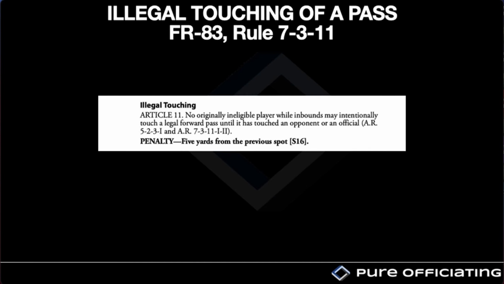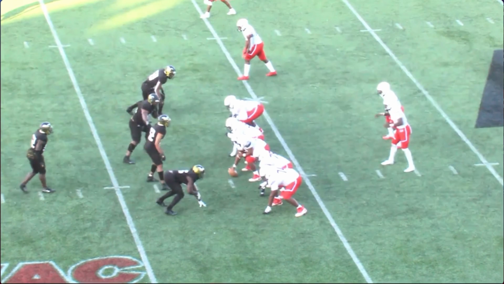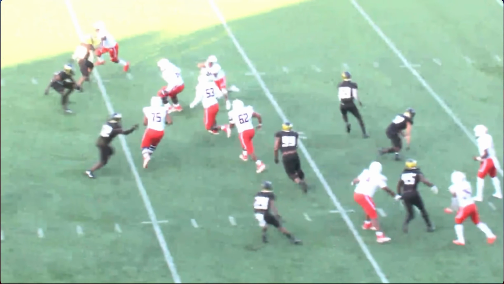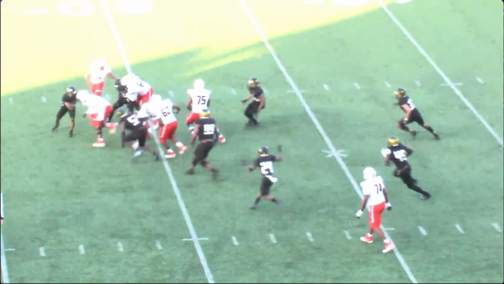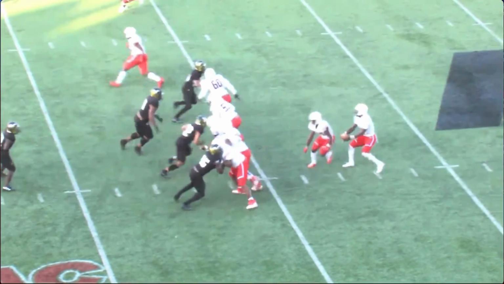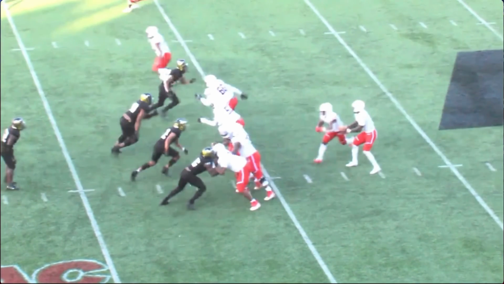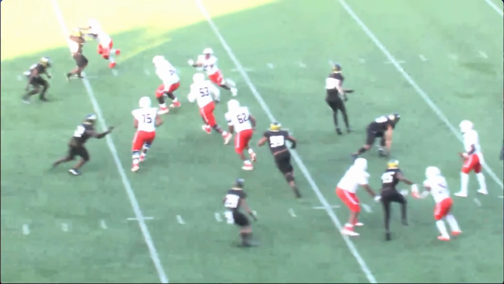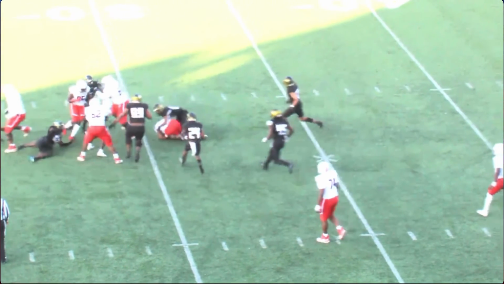So when we look at this play again, did this ball ever touch an opponent? We would have to know if it touched the Alabama State player here. If not, the first time it touched anything was this player, and then 75 touched the ball. So if this ball was not touched by the defense at this point in time, then what we have is illegal touching of a forward pass.